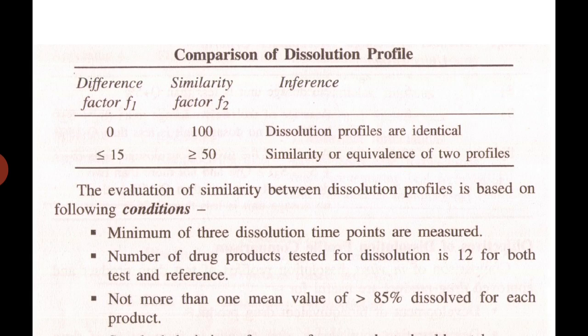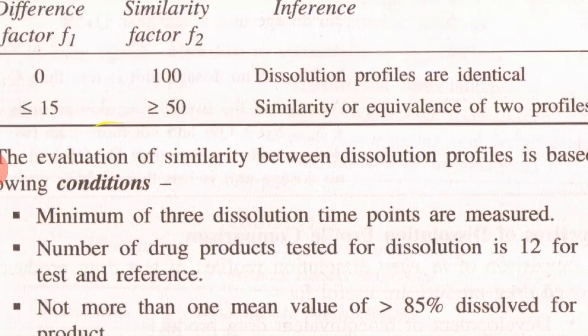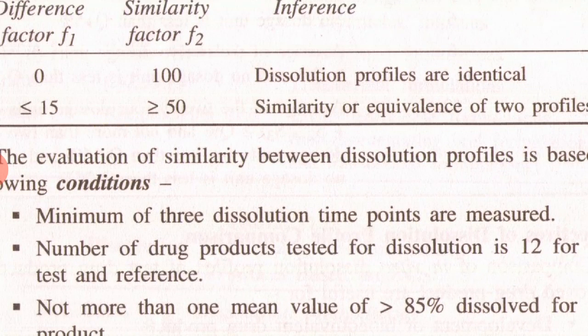Now this is determined based on some conditions: a minimum of 3 dissolution time points you have to measure. The sample may be collected from 0 to 60 minutes at every 10 minutes interval: 10, 20, 30, 40, 50, 60. Even though you have performed for 6 time points, a minimum of 3 time points you have to consider for comparison of the dissolution profile, maybe 10 minutes, 30 minutes and 60 minutes. At the 3 time points, it should have a uniform result. If the similarity factor shows 100, it is identical. If it is beyond 50, it is similar.